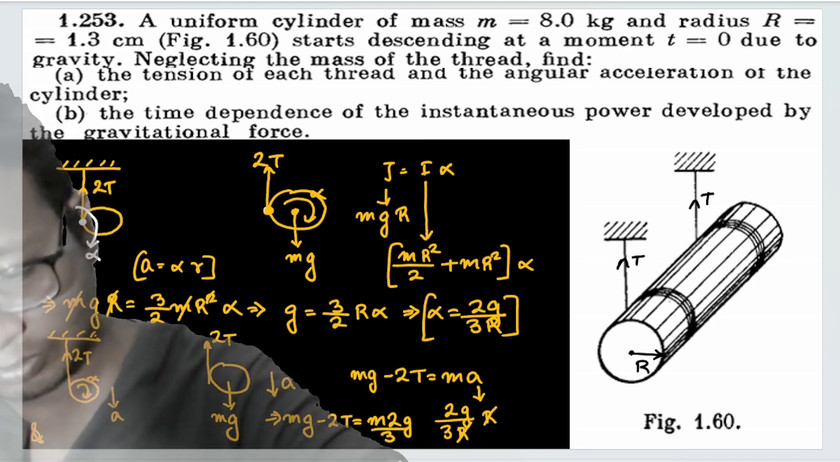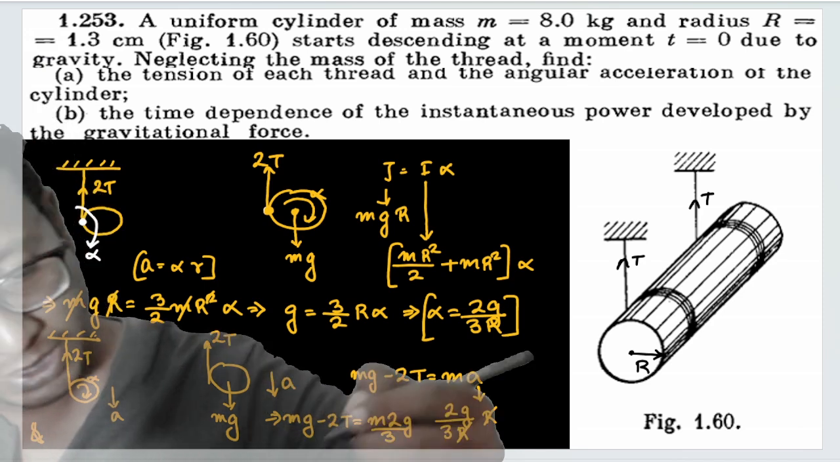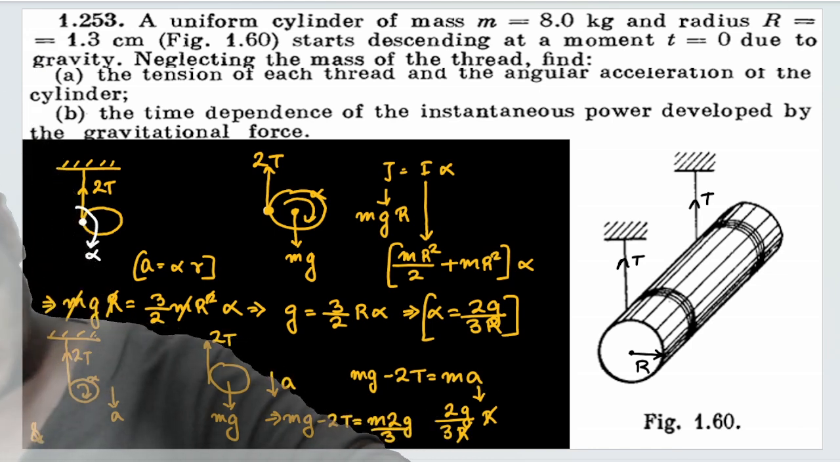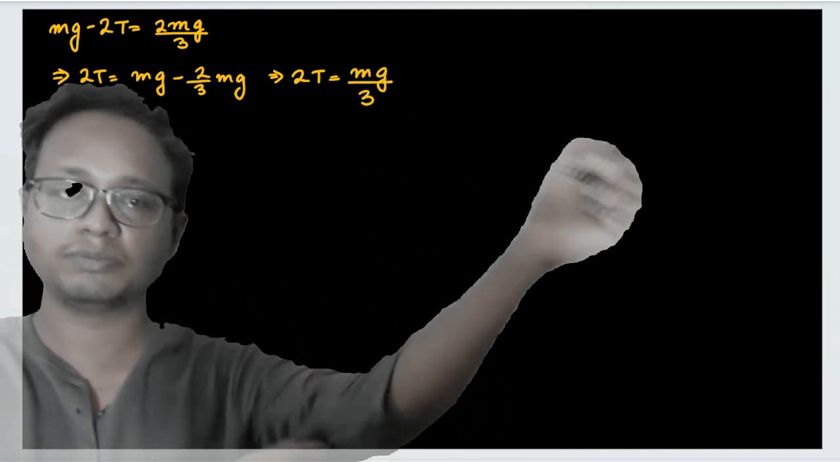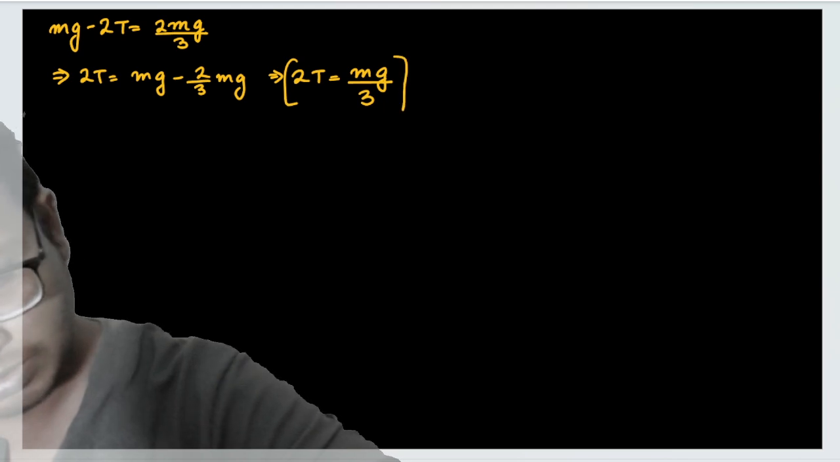Okay, so if I solve the equation on the next page, mg minus 2T is equal to 2mg by 3. So I need to find out the value of tension force. Or 2T is equal to mg minus 2 by 3 mg. Or 2T is equal to mg by 3. Understood this much? So the total tension force.